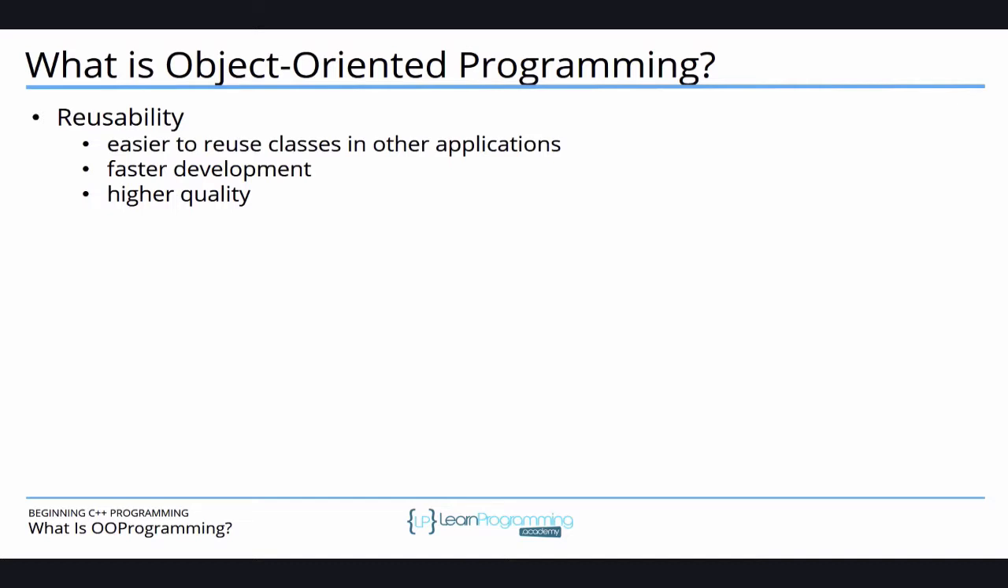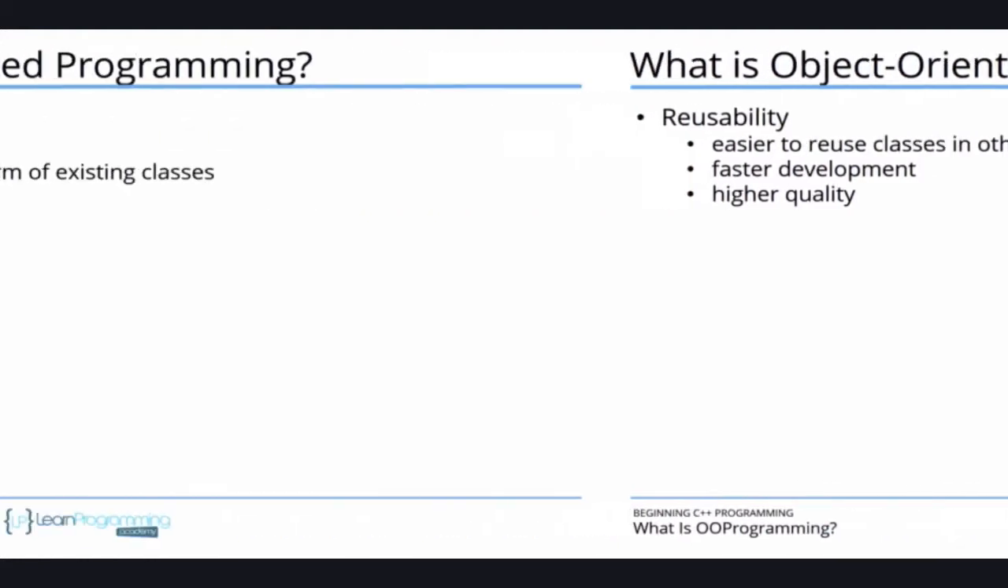Object-oriented programming is also all about reusability. Reusability is defined in terms of using something from this program in another program. Since classes are pretty much encapsulated units of data and operations, reusing them in other applications is much easier. And since the class has already been tested, we get that benefit as well. This leads to faster development and better quality software.